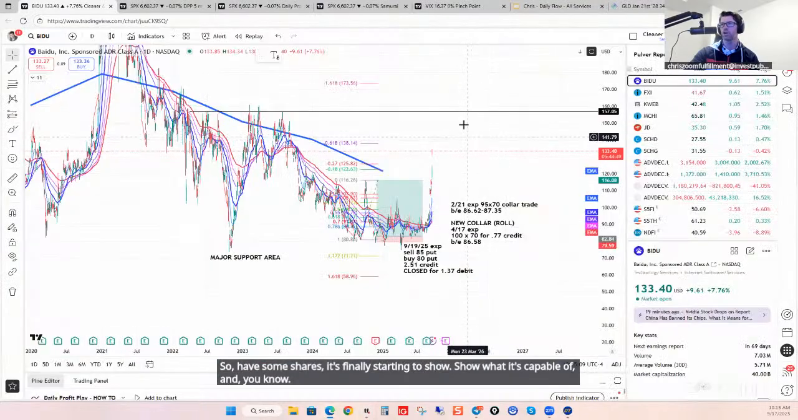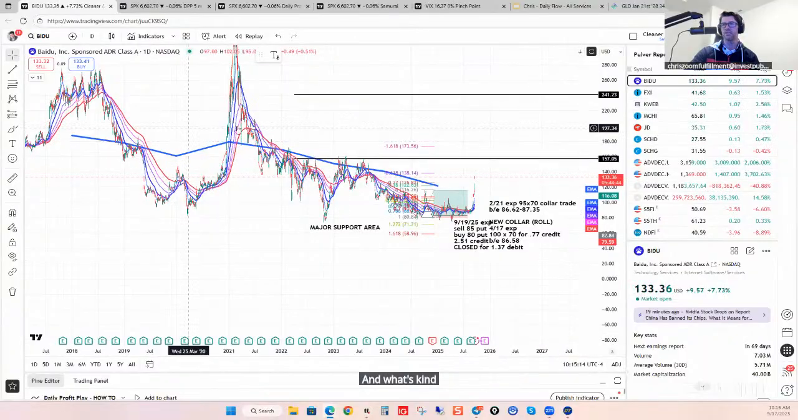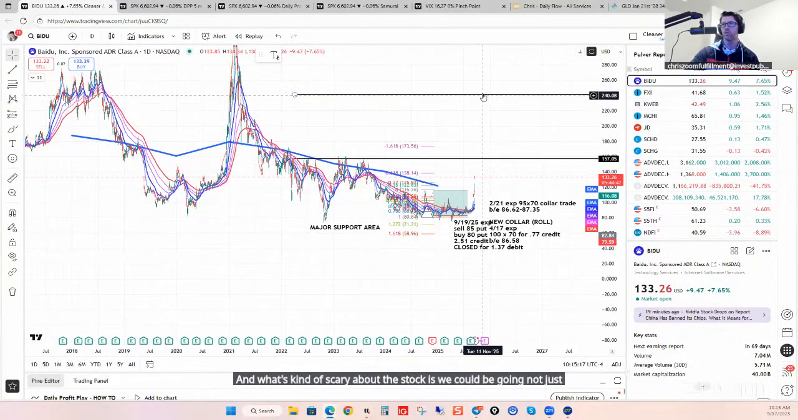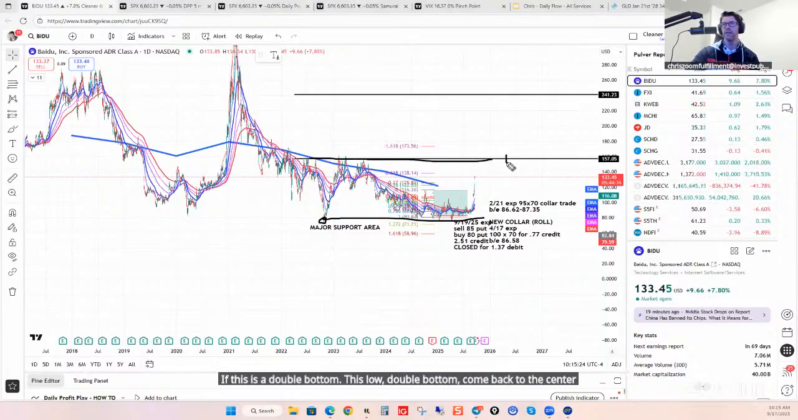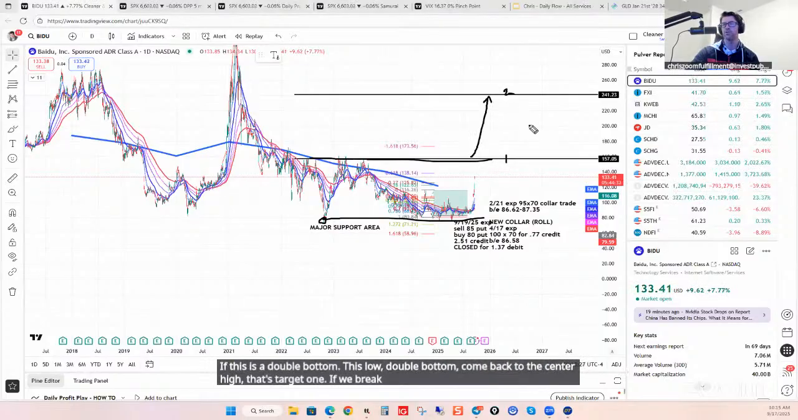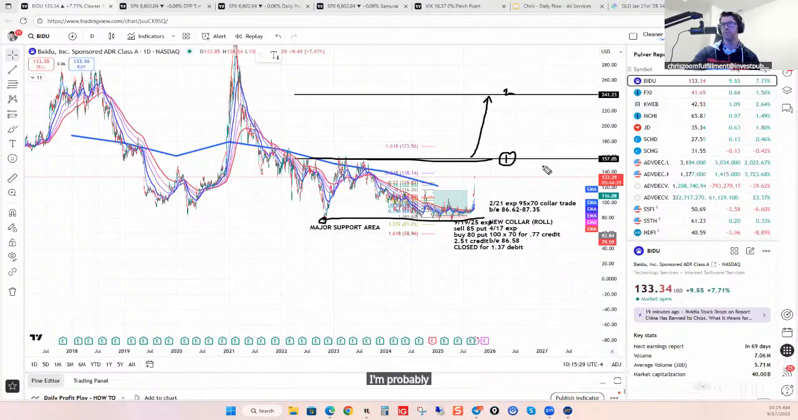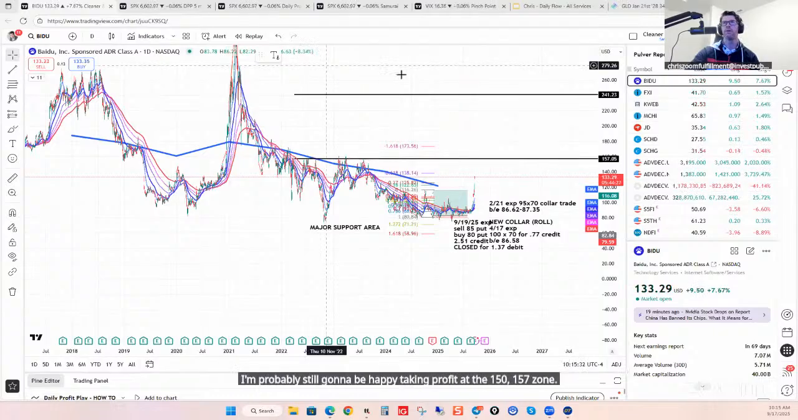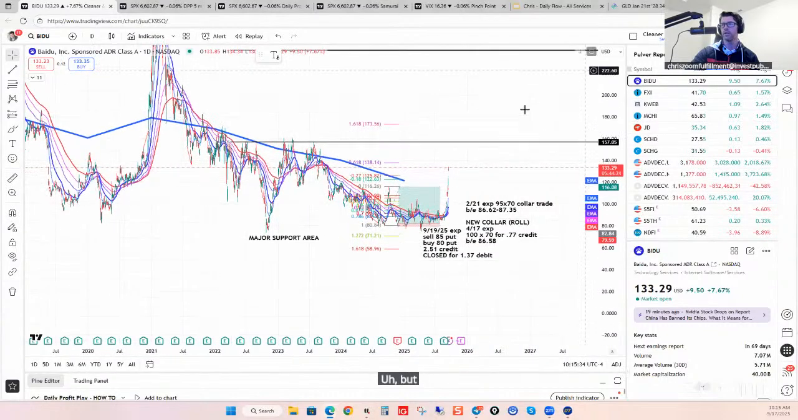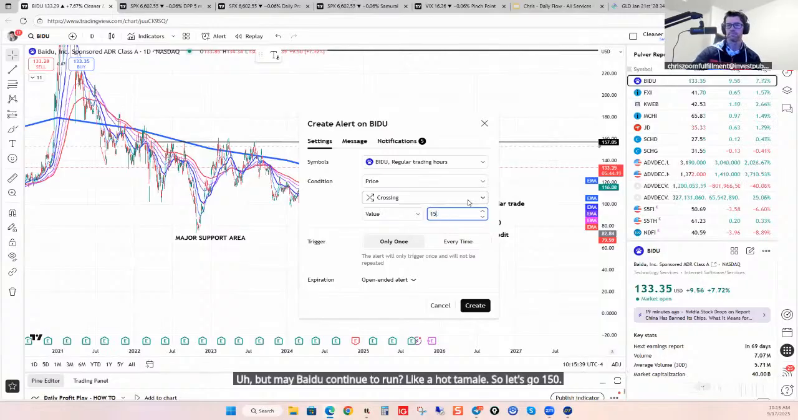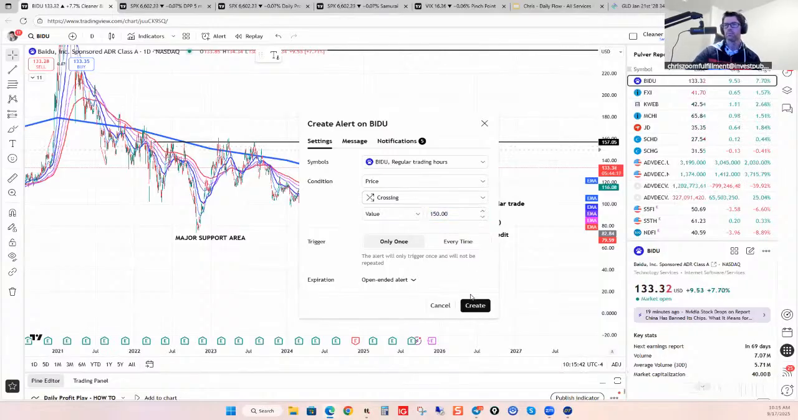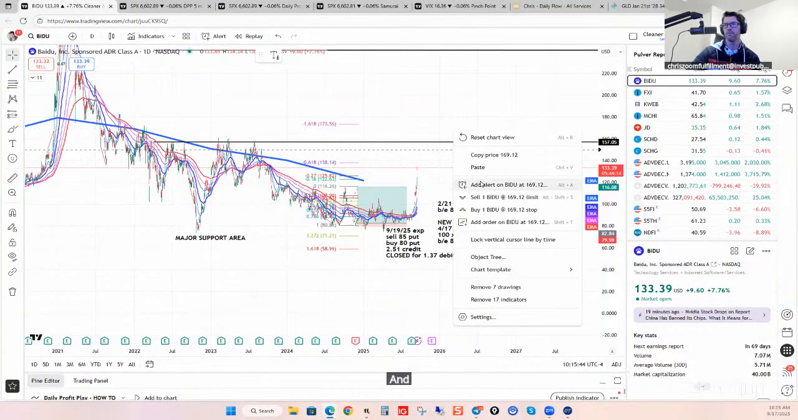And I'm going to set some chart alarms here at the 150 handle. This is my measure move. And what's kind of scary about the stock is we could be going not just to 150, but all the way up to 240. If this is a double bottom, this low, double bottom, come back to the center high, that's target one. If we break that and fulfill that, that's target two. I'm probably still going to be happy taking profit at the 150, 157 zone, but may Baidu continue to run like a hot tamale. So let's go 150. And measure move at 155.